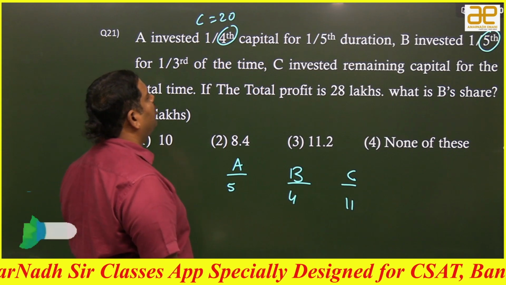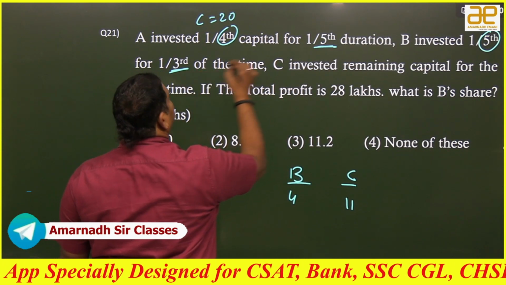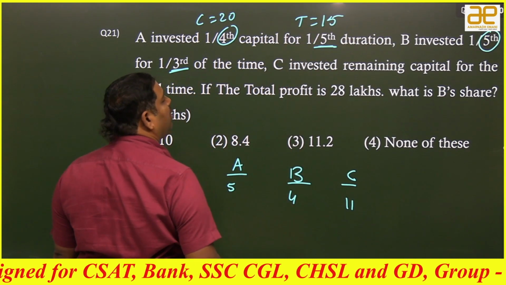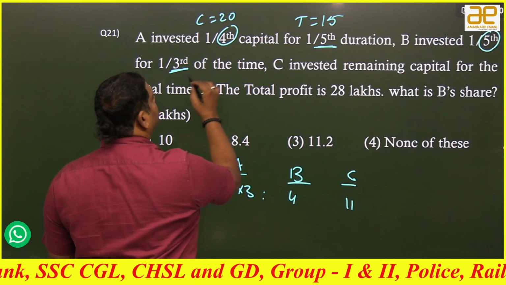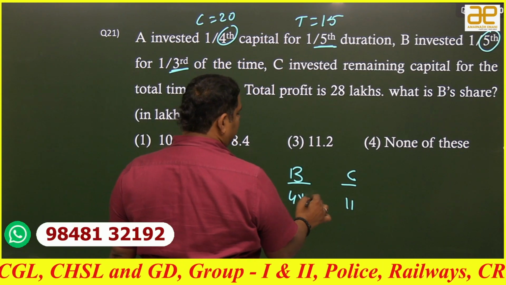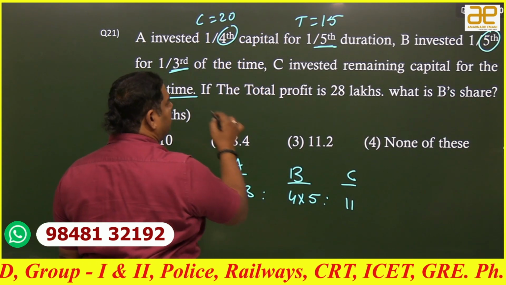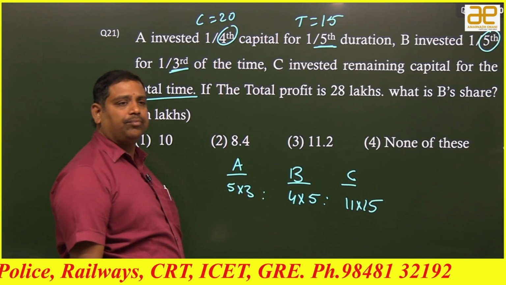Coming to time period, this is 5 and this is 3. 5 3s means let us imagine the total time as 15. A invested for 1/5 of 15, that is 3 months. And coming to B, 1/3 of 15, that is 5 months. And C, what he said, remaining capital for the total time. Total time means all the 15 months. This is the process referred.